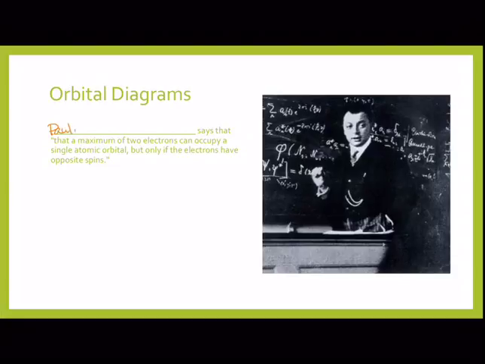The Pauli exclusion principle says that a maximum of 2 electrons can occupy a single orbital, but only if they have opposite spins. And so we would show that by drawing the arrows, showing that they have opposite spins. So we have an up and a down arrow, not 2 up arrows or 2 down arrows.